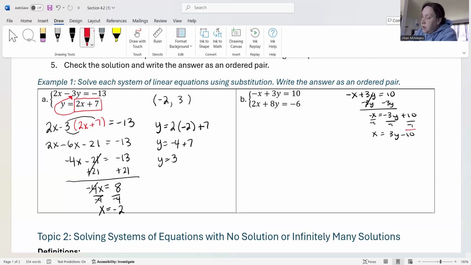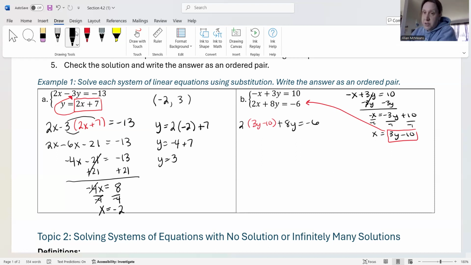So this value right here for x, I'm going to take it and plug it into the second equation for x, okay? So when we do that, we rewrite the second equation. We get 2 times x, which is really 3y minus 10, and then plus 8y equals negative 6, okay? So we're going to solve this equation now because we have a single equation in one variable y.